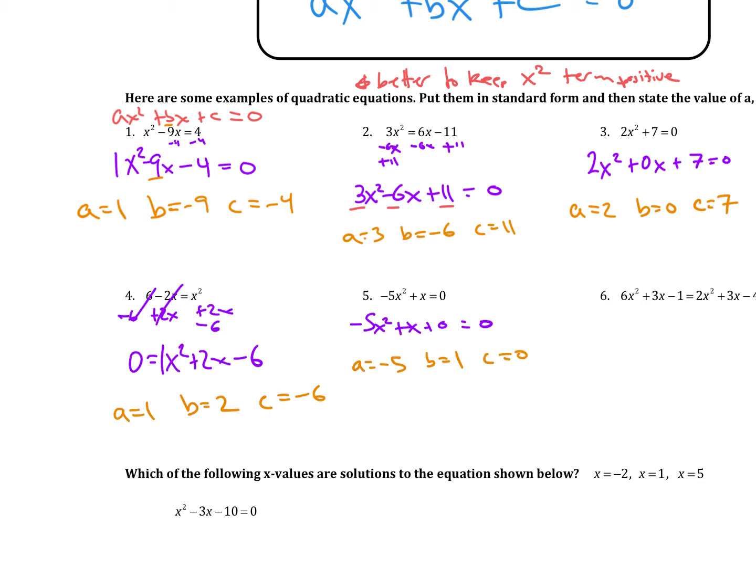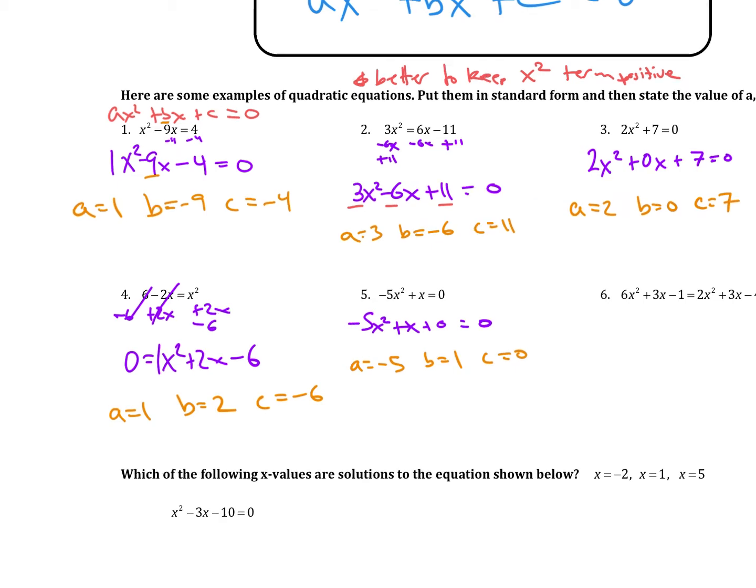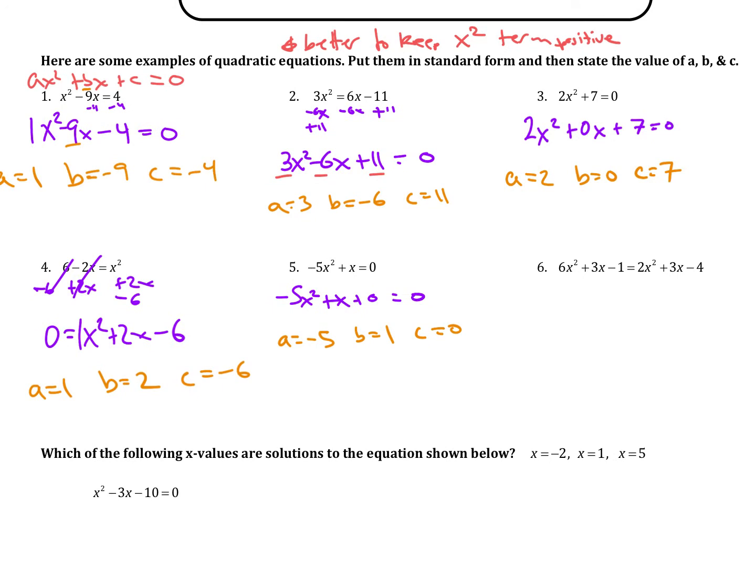Now, we could have moved stuff to the other side so that the x squared would be positive. But if it's already in standard form, if it's already equal to 0, then you kind of just deal with the negative there for the x squared. But in general, if you have a choice, it's better to make x squared positive.